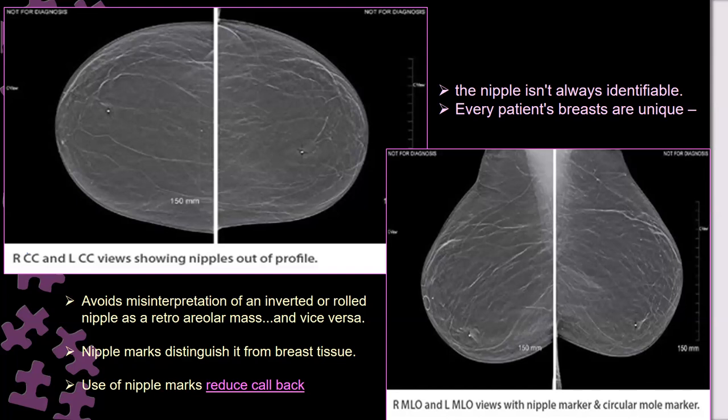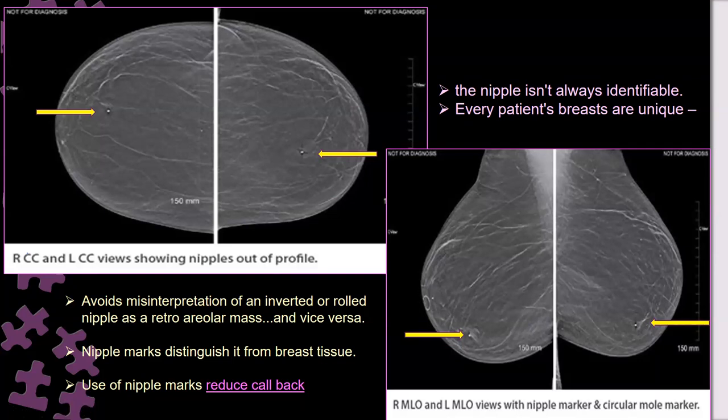Can you show the nipple in this case? In the center of the breast, this breast is rolled, the nipple is rolled down. Can you see it here? Even on MLO and on CC. Look where the nipple is coming. In the center of the breast. You see, these are the nipples here.